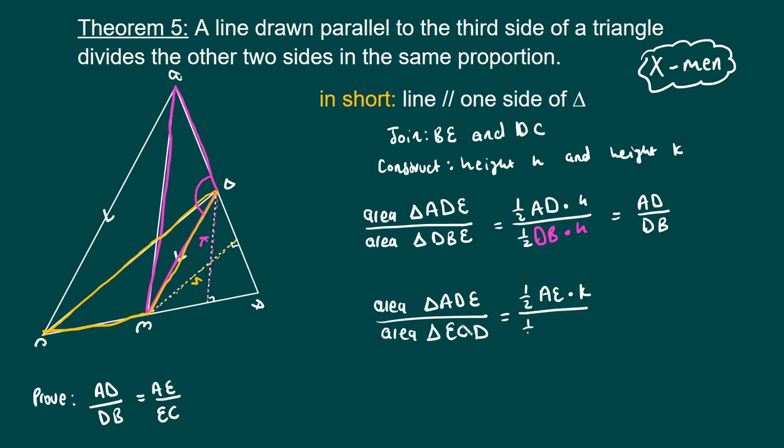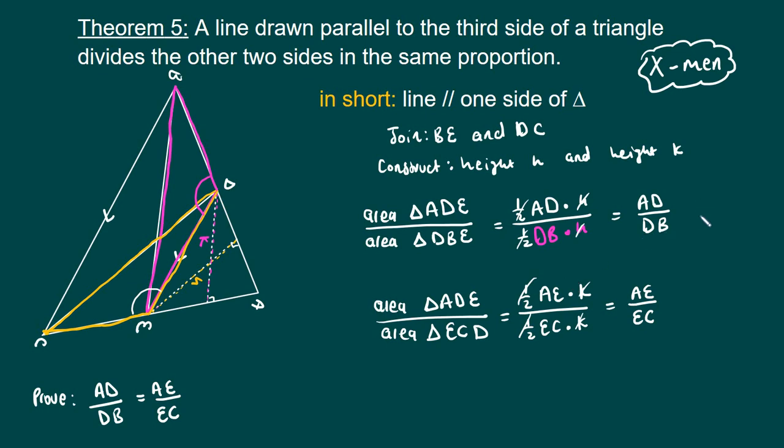Over half. Now look at this one here, EC. In terms of the orange triangle, it's also an obtuse angled triangle. So the base is going to be EC, and then the height is also going to be K. So what does that mean? That means that AE will simply be equal to AE over EC, because half and half cancel, K and K cancel, this and that cancel, that and that cancel.